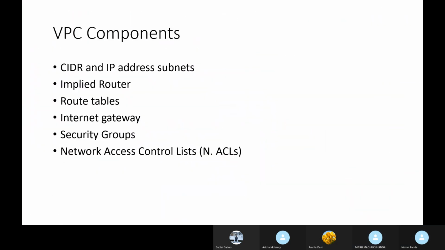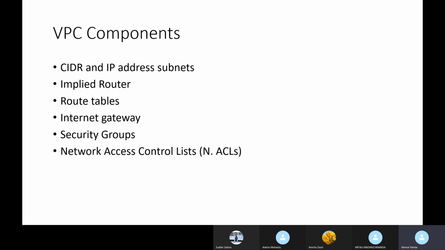See the VPC components. One is the CIDR block, that is the IP range that we are defining, and the IP addresses of the subnets. Another component is the implied router. Next is the route table, internet gateway, security group, then network ACL. Let me explain. The implied router is a router for routing your traffic from your private cloud. You can say if you buy a physical router, this is the logical router of AWS.